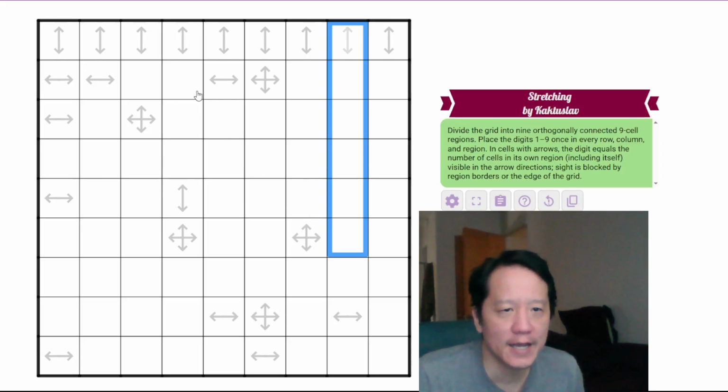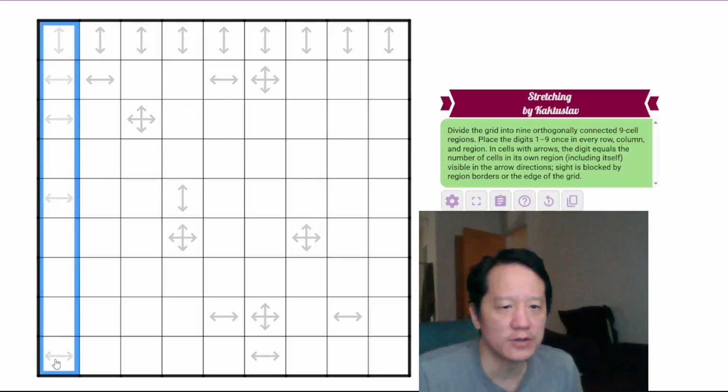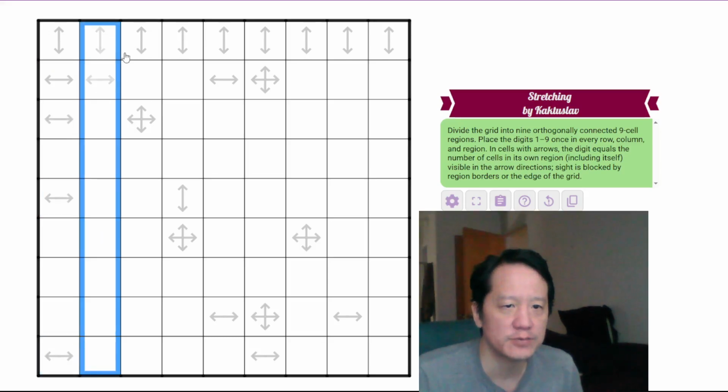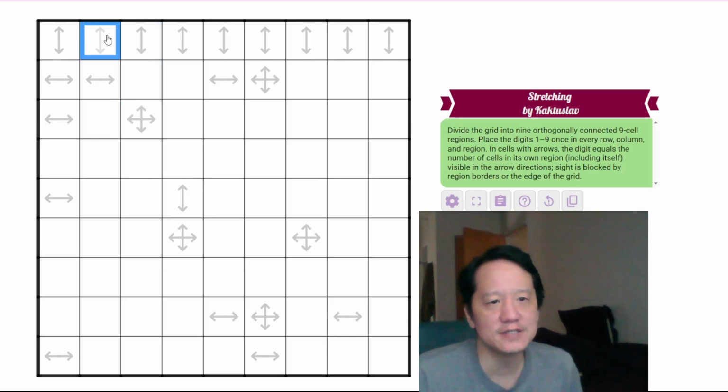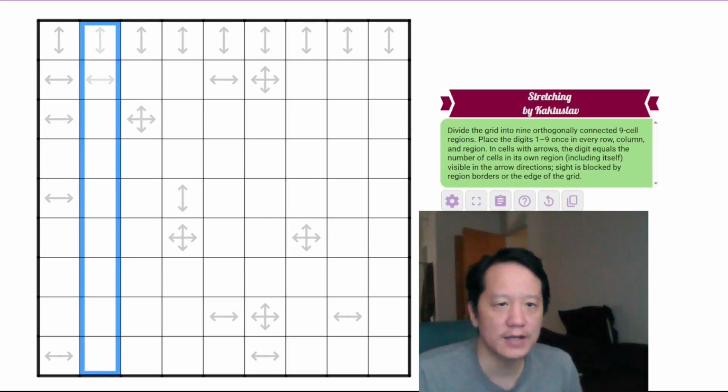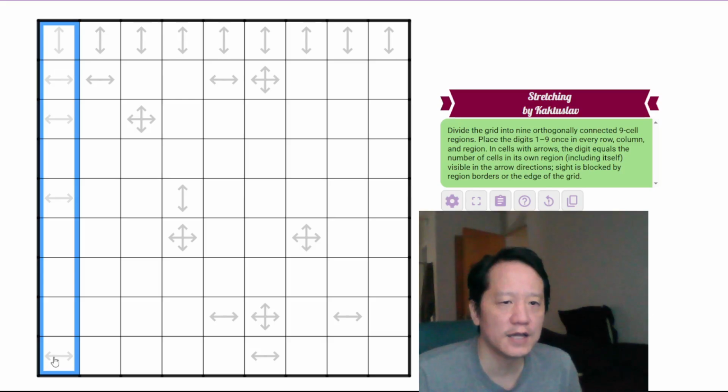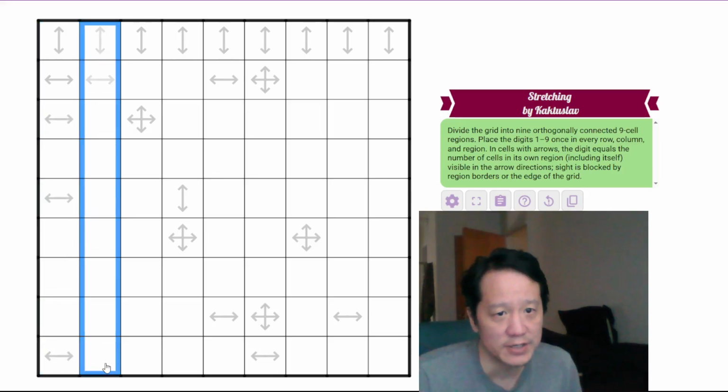Okay, where can 9 be? 9 cannot be here because then all of these cells would be 1. 9 could be here. That's possible. 9 cannot be here because this cell sees all of these. But if this is 9, that cuts this off, and this would have to be a region by itself, but then that would also see 9 cells in that direction. So this cannot be 9 either.